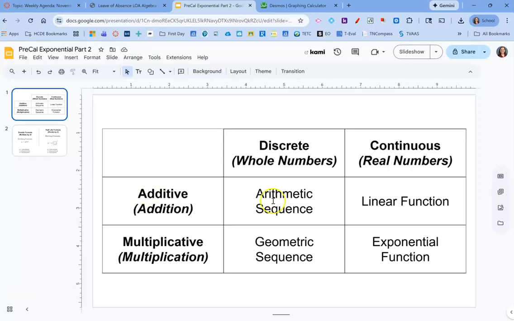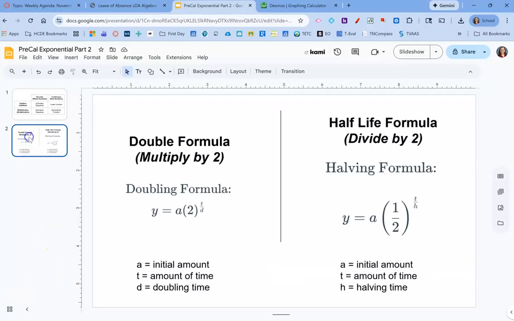And then the difference between arithmetic, linear, and geometric and exponential have to do with that addition and multiplication. Remember, arithmetic or linear functions, those have a common difference where you're adding or subtracting. And geometric sequences and exponential functions, they have that common difference where you're multiplying by something. And sometimes you see it as like dividing, that's technically multiplying by a fraction, but it's that multiplication. So let's look also at, on your Delta Math, you'll have some half-life and doubling formulas, problems with those. And these are the formulas that you're going to want to use. So you may want to write these down in your notes. So let's look at the Delta Math.